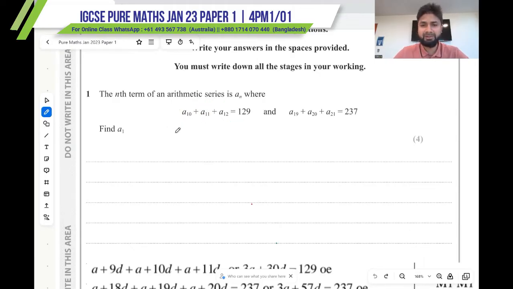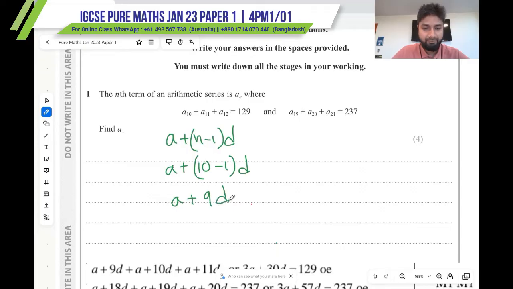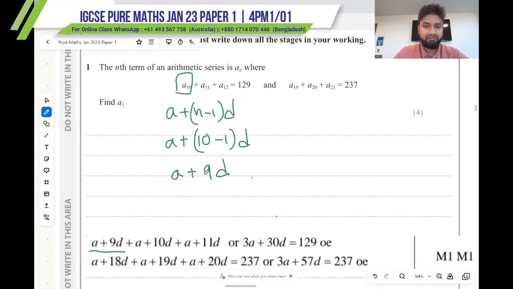Now we know that in an arithmetic series, to find any term we have to use this formula a plus n minus 1 times d, where a is our first term. So in the question, as they are asking for a1, that means they are looking for a, which is the first term. Now a10 means the 10th term. So if we substitute n as 10, 10 minus 1 will become a plus 9d. So instead of a10, we can write a plus 9d. Instead of a11, we can write a plus 10d. And instead of a12, we can write a plus 11d.